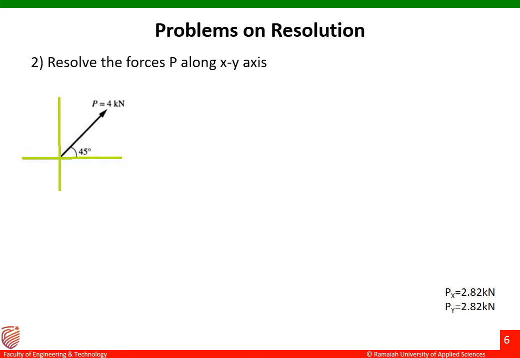And the second problem is, resolve the force P along X, Y axis. Okay, so the axis is missing here. This is my X axis and this is my Y axis. There is a force P given, that is the value of P is 4 kilonewton. The angle made by force P with respect to the horizontal is 45 degrees. Okay, so let me solve this problem once again.